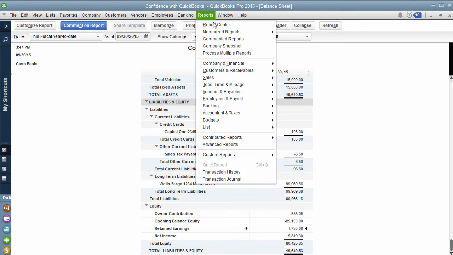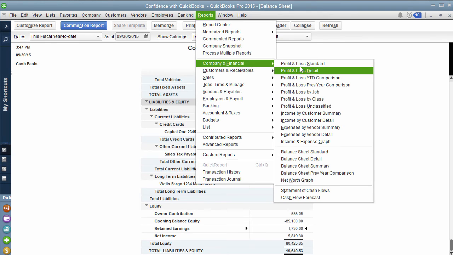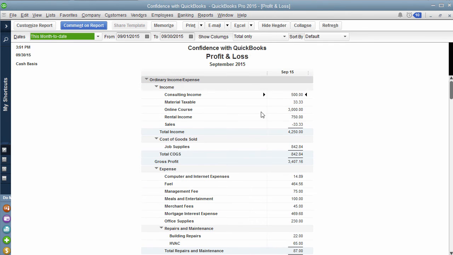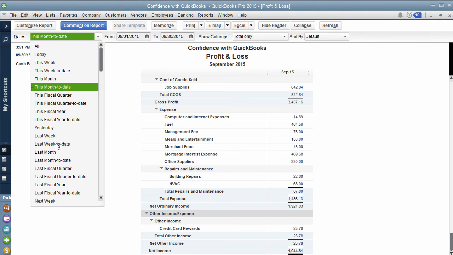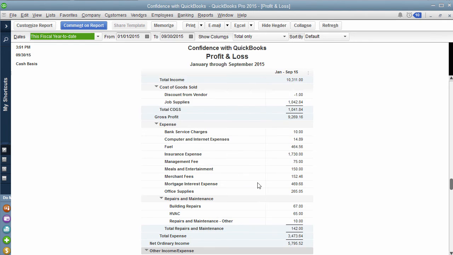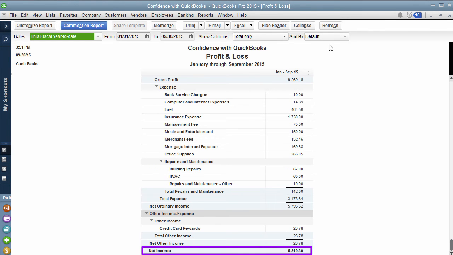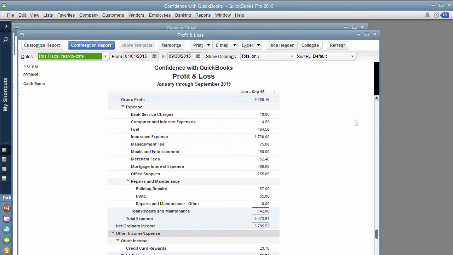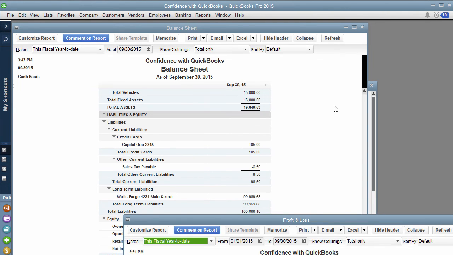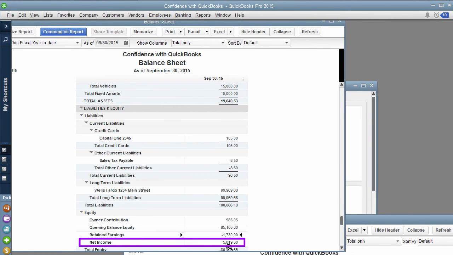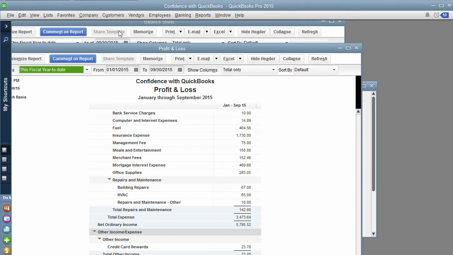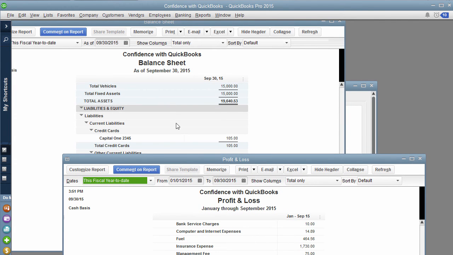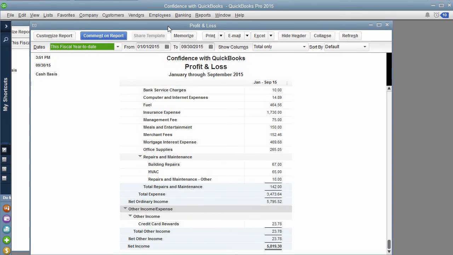So let me show you an actual profit and loss. Reports, company and financial, profit and loss. So if you come down here and you check this year, this fiscal year to date, you'll notice 58.1930. If we pull that over here to the side, can you see the other one? Let's see if I can. Yeah, 58.1930. See, that dollar amount's the same. So the net income is actually coming from your profit and loss for the period of time from the balance sheet.